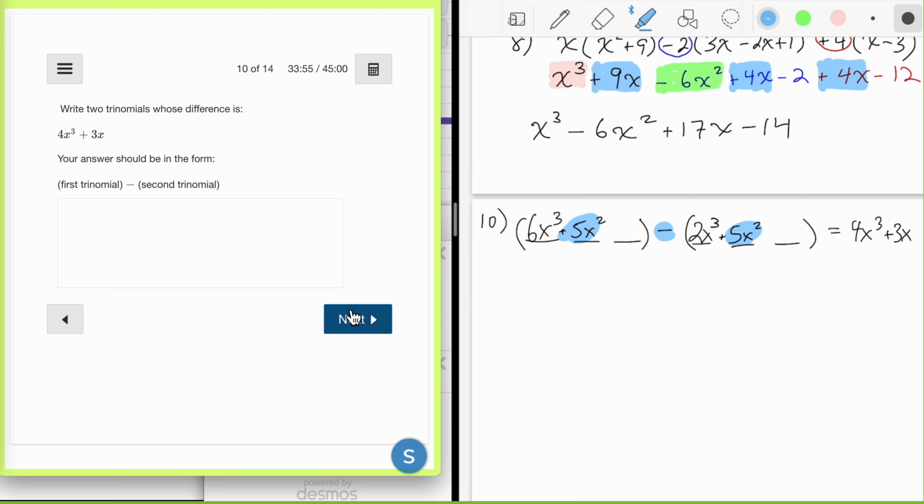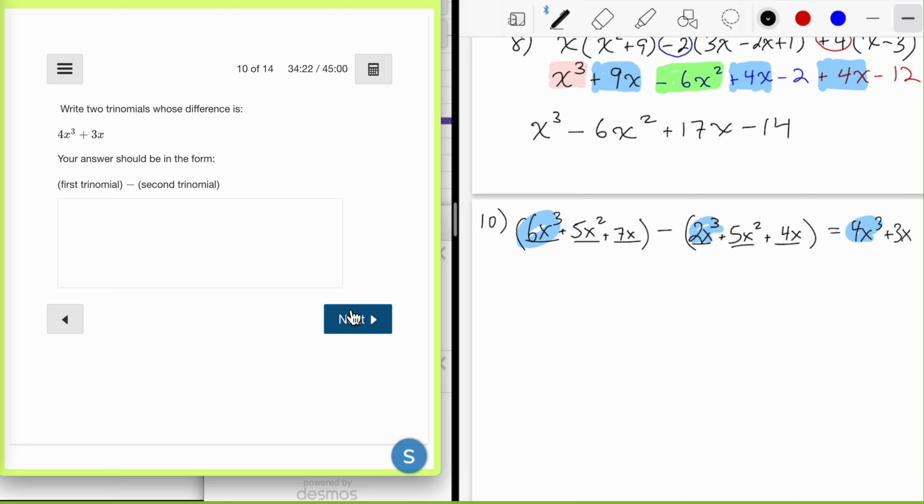Then using the same rationale as the first terms, I would just need something that would give me a 3x. So 2 like terms that would give me a 3x as a result. All right, so 7x and 4x. 7x minus 4x would give you 3x.